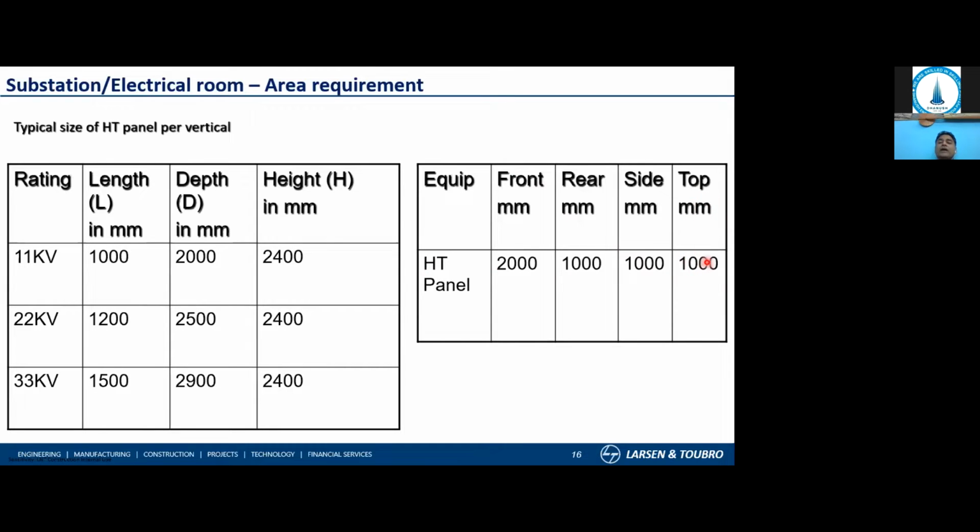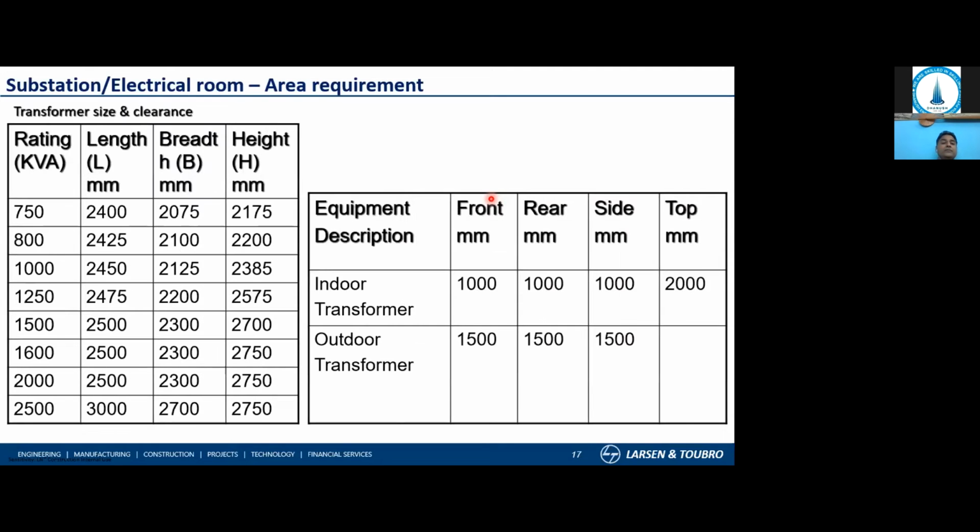The top clearance is where I need to take the cable. I need to maintain a bending radius so that it is easily terminated into the panel. So these are all minimum requirements which have to be followed in any execution.